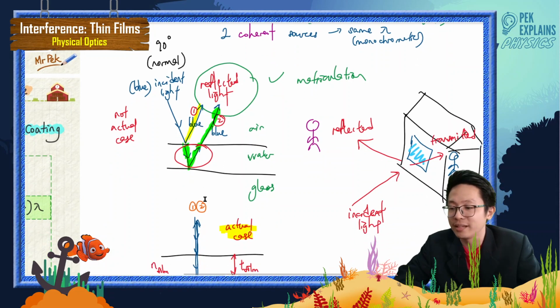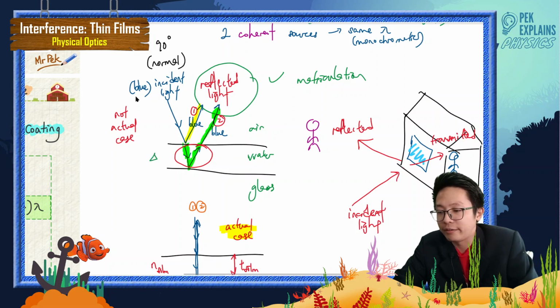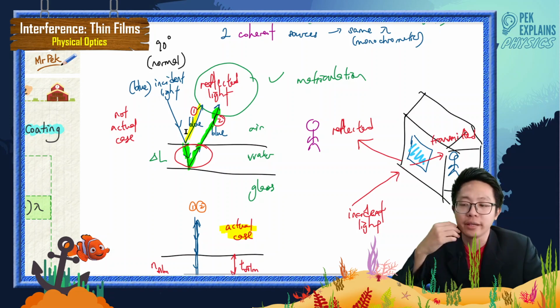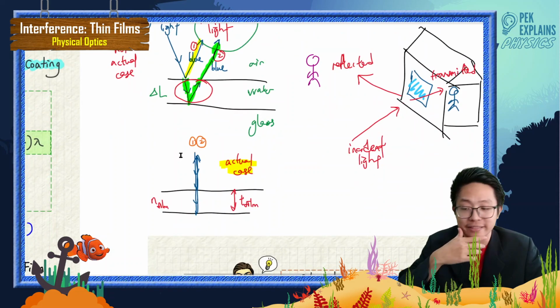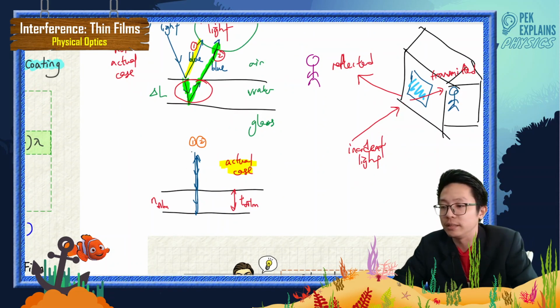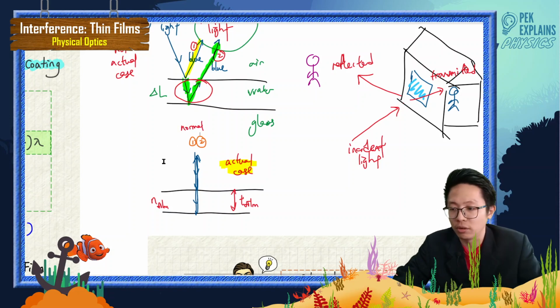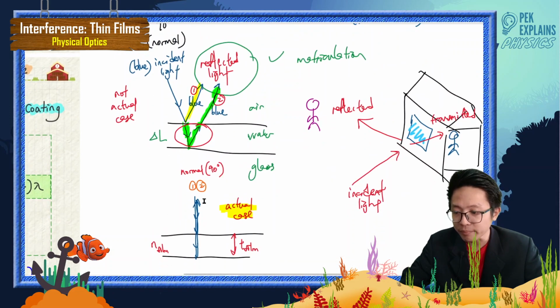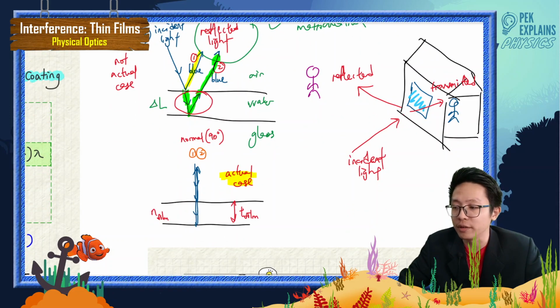This part is the path difference, the extra distance traveled by wave 2, which is delta L. Understand? So actually, this light is not coming at an angle. The actual case is that the light is normally incident, where normal means 90 degrees. This light is normal incident, so the path difference is this part.